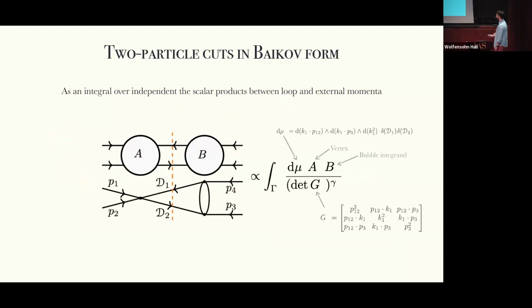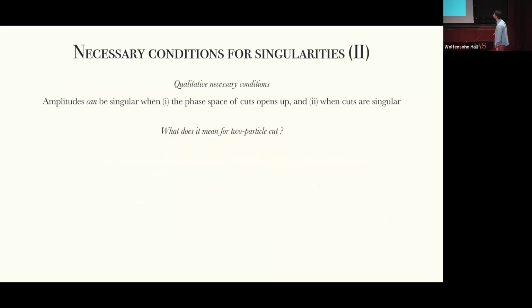So we have this blob picture here, and I'm just embedding this parachute graph that we will revisit later on into this blob picture. So A is just a vertex. B is just the bubble integrand. The measure is over these scalar products, and there are two delta functions that take into account the cut here. And G is the Gram matrix, so basically the matrix of scalar products between these independent loop and external momenta. Yeah, and the only thing you need to know about gamma is that its boundary is defined by det G equals 0. That's the only thing you need to know for the moment.